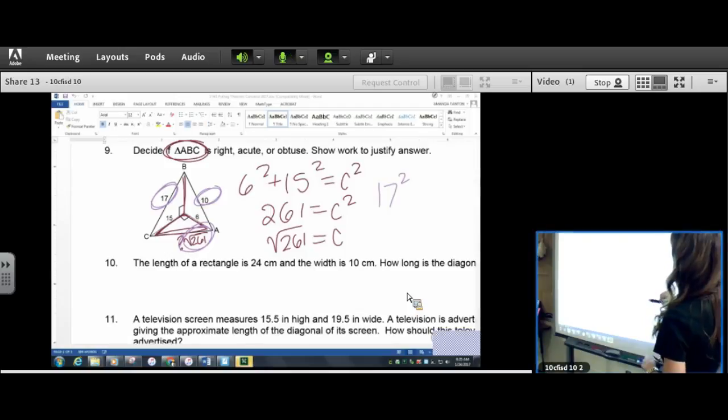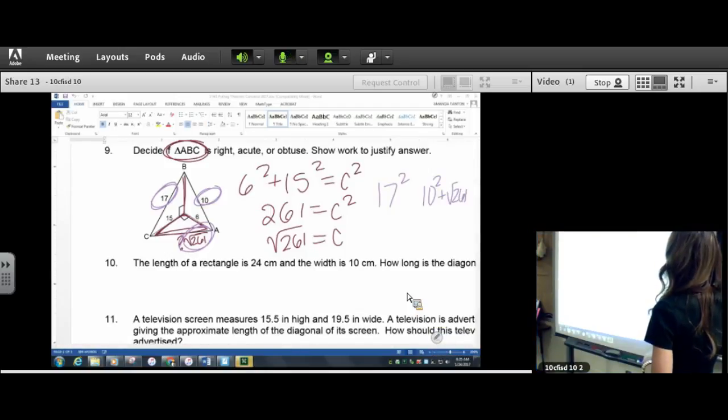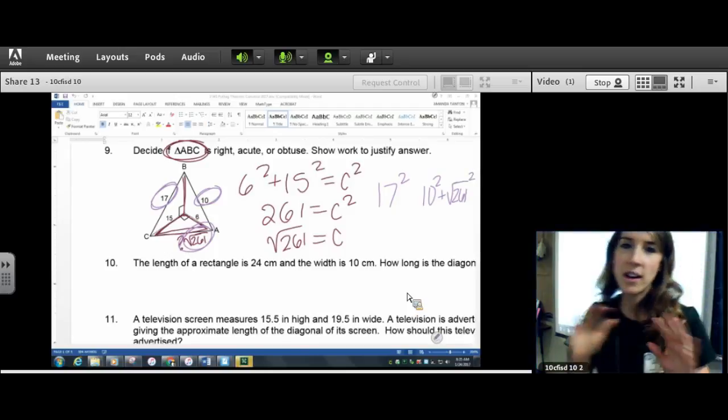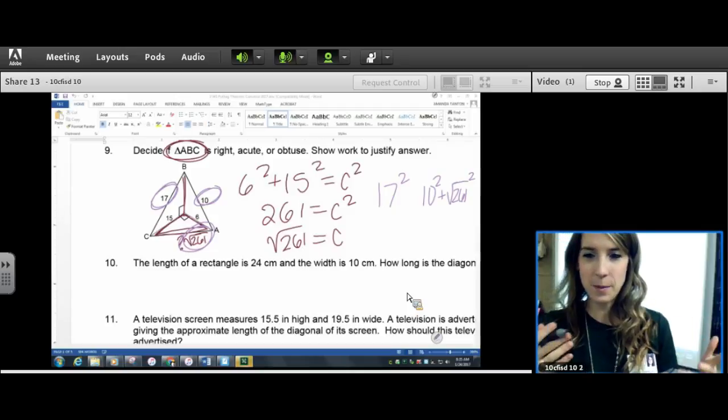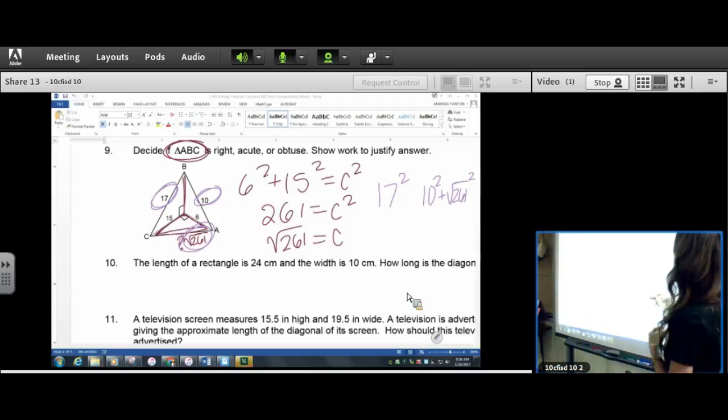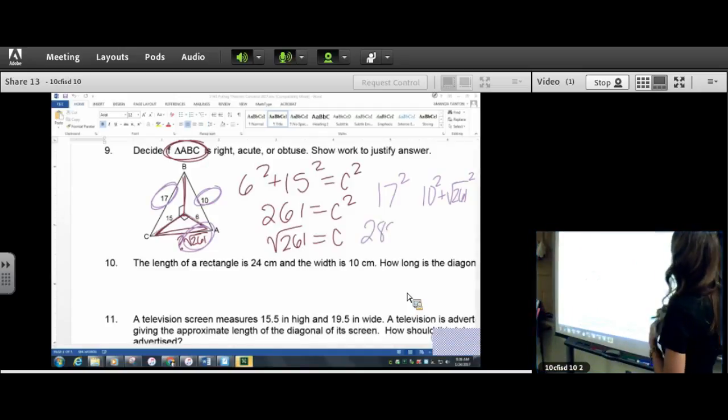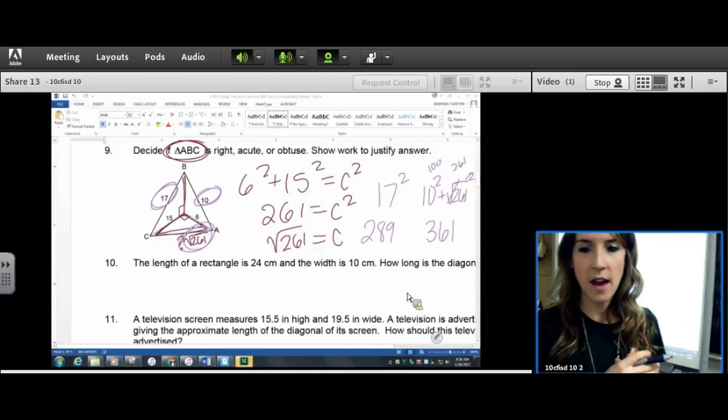B squared, A squared plus B squared. Okay, we're not going to touch our calculator. You memorize the ones from 1 to 20, right? The squares, the perfect squares. 17 squared, 289. 10 squared is 100. Square root of 261 squared, 261. So we did not even need our calculator for that.